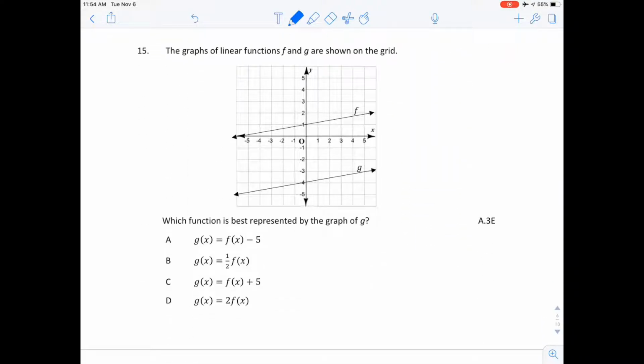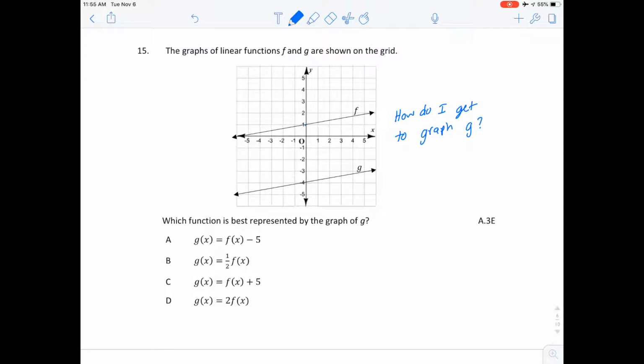15, the graphs of linear functions f and g are shown on the grid. Which function is best represented by the graph of g? So look, these are in function notation, which is like the parameter changes that we did the other day. So how do I get, this is the question you should be asking, how do I get to graph G? So starting at F, how do you get to graph G?